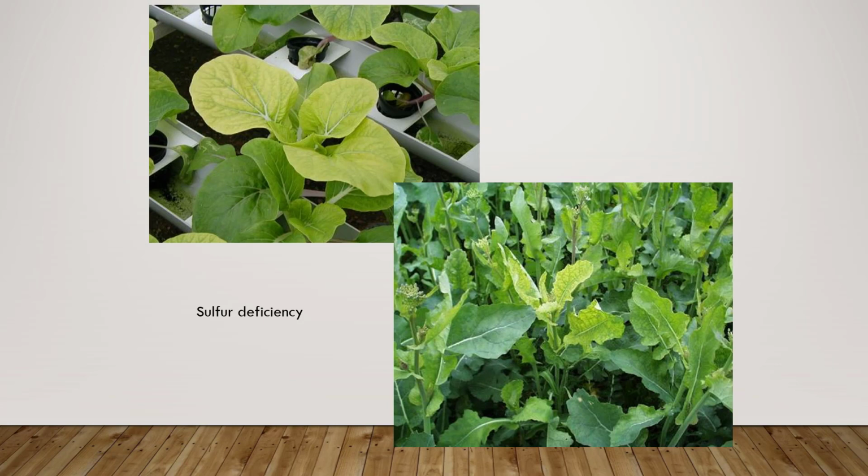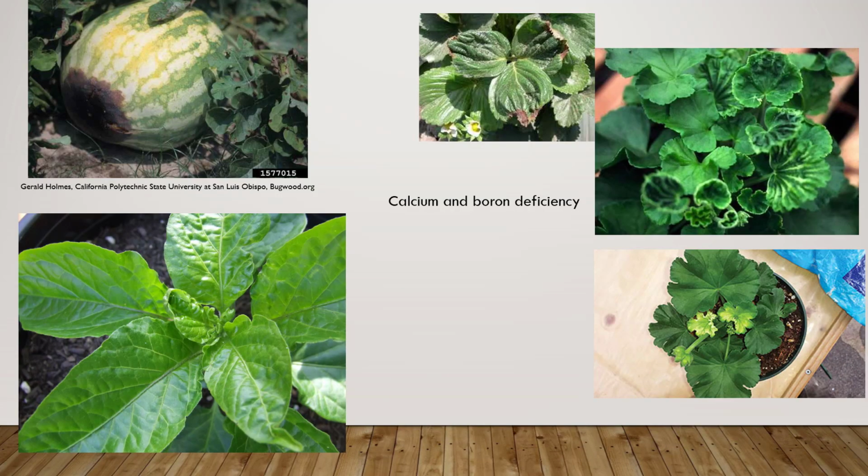Sulfur deficiency. This is going to be an immobile nutrient, so it's going to stay in the lower portions of the plant and not get to the newer growth. So you're going to see this yellowing. Here are some calcium and boron deficiencies, and in the upper left corner you see a watermelon that's got blossom end rot, which you may be familiar with for tomatoes and peppers. The reason this happens is because calcium is not plentiful and the membranes are not developing properly, so the membranes collapse and then fungi move in and take advantage of the situation.